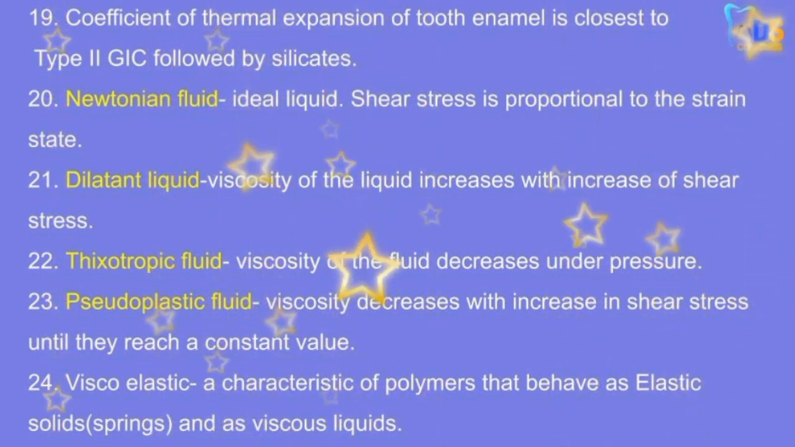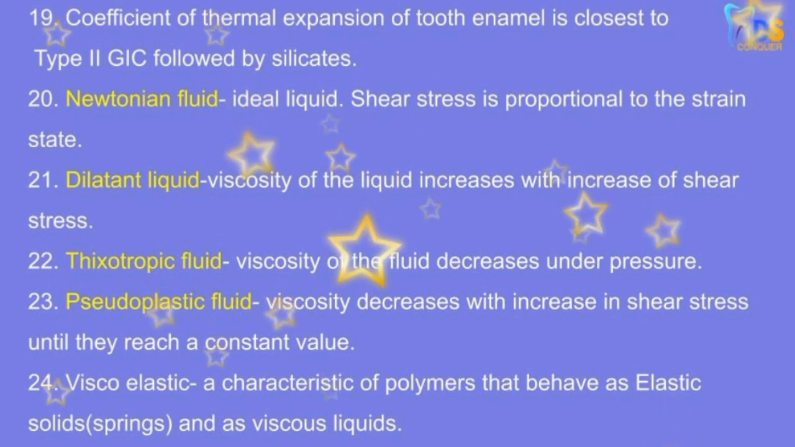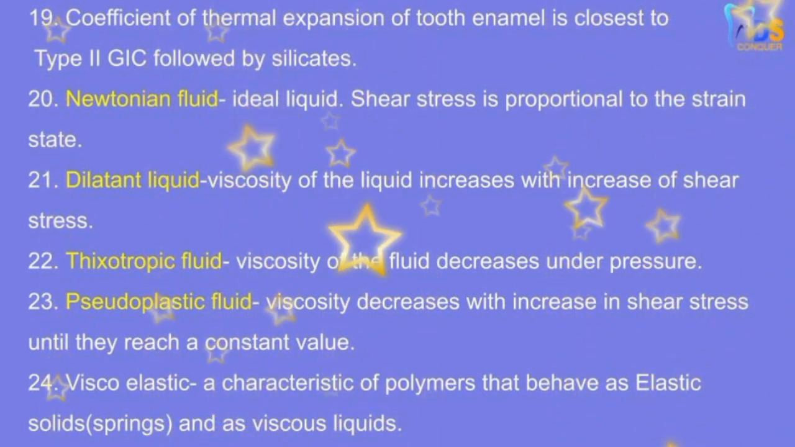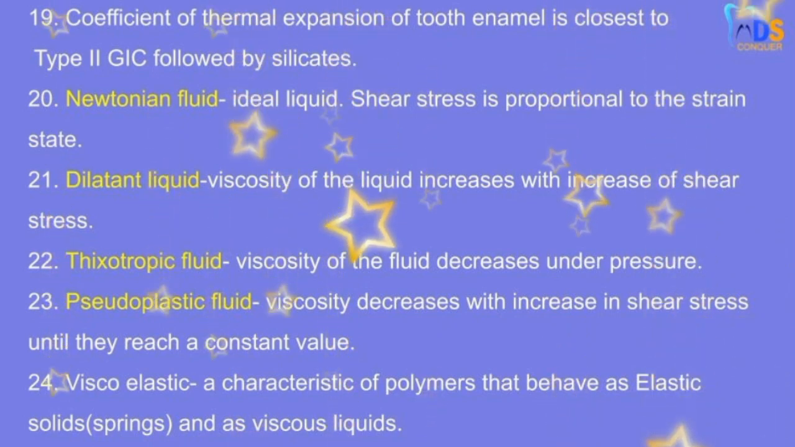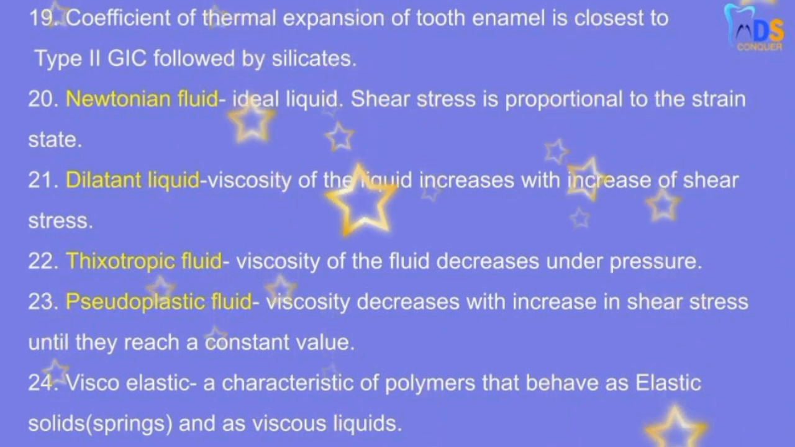Number 20. Newtonian fluid. It is known as ideal liquid as the shear stress is proportional to the strain rate. Number 21. Dilatant liquid. In this, the viscosity of liquid increases with increase of shear stress. Number 22. Thixotropic fluid. In this, the viscosity of fluid decreases under pressure. Number 23. Pseudoplastic. Here, the viscosity decreases with increase in shear stress until they reach a constant value.